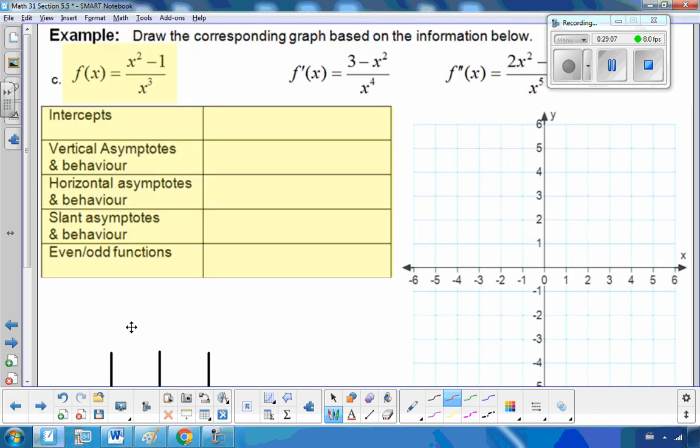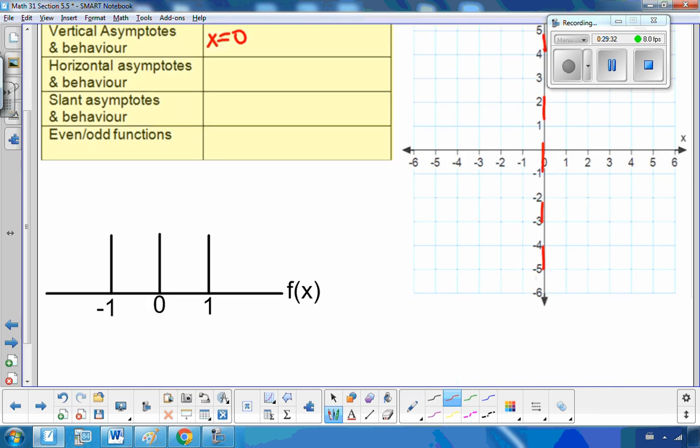Okay, in my last example here, we're going to follow that whole process again. So let's start with our function, x squared minus 1 all over x cubed. So again, notice I have a restriction that x cannot equal 0. So I know I'm going to have a vertical asymptote at x equal to 0. So I'll just label that on my graph right away at x equal to 0.